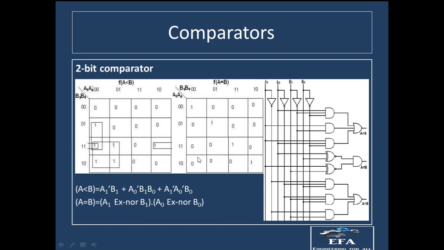If it would have been in this direction, with 1 1 1 and 1, and rest all equal to 0, in that case it would have been A1 XOR B1, A0 XOR B0. Okay, in place of XNOR it would have been XOR. But because these ones are in this direction, therefore we have to take XNOR. This you need to remember.